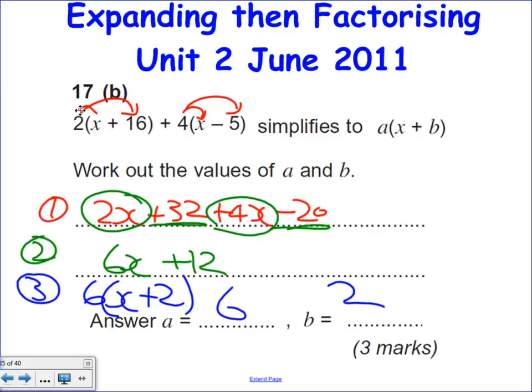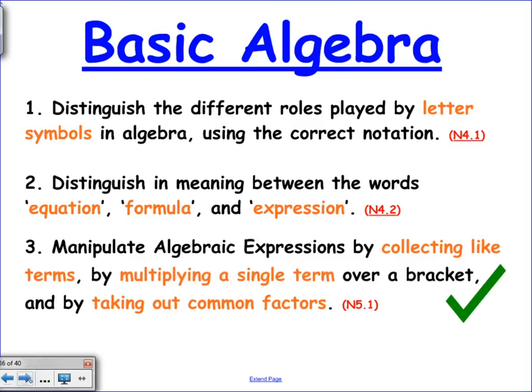So that was the 3 basic processes we learned today. Expanding brackets, simplifying, and then factorising. Okay? As far as the lesson content is concerned, that's it.